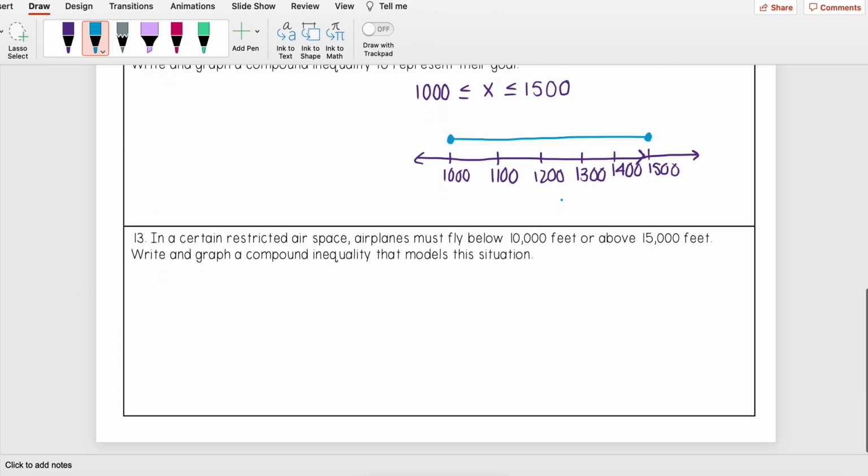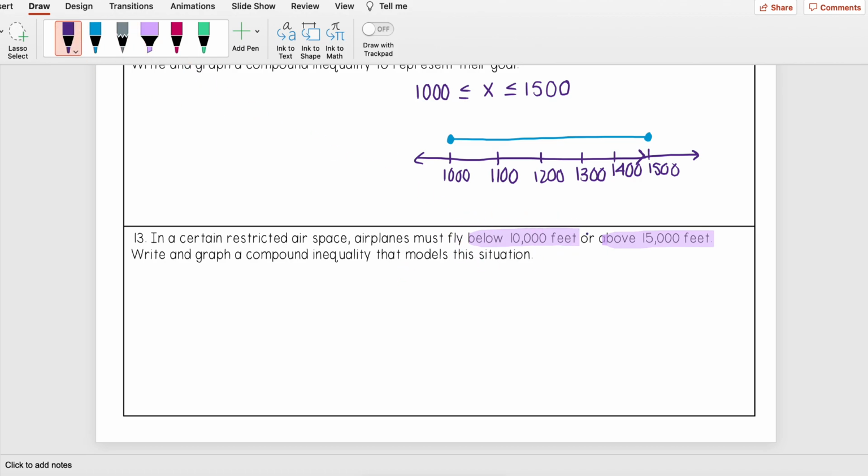Okay, let's look at the next one. So problem 13 says, in a certain restricted airspace, airplanes must fly below 10,000 feet or above 15,000 feet. Write and graph a compound inequality that models the situation.